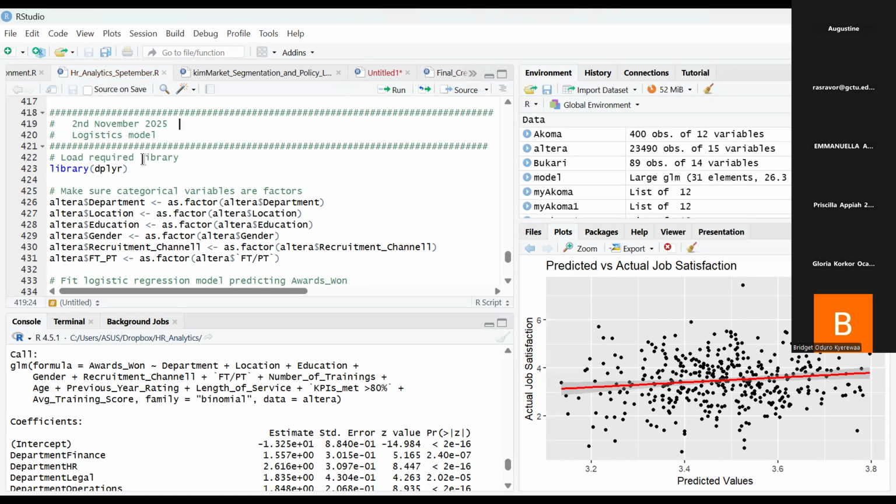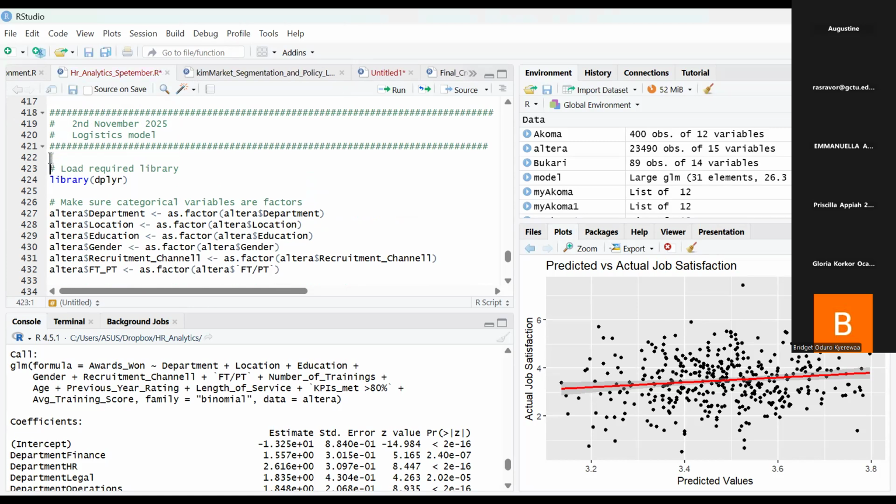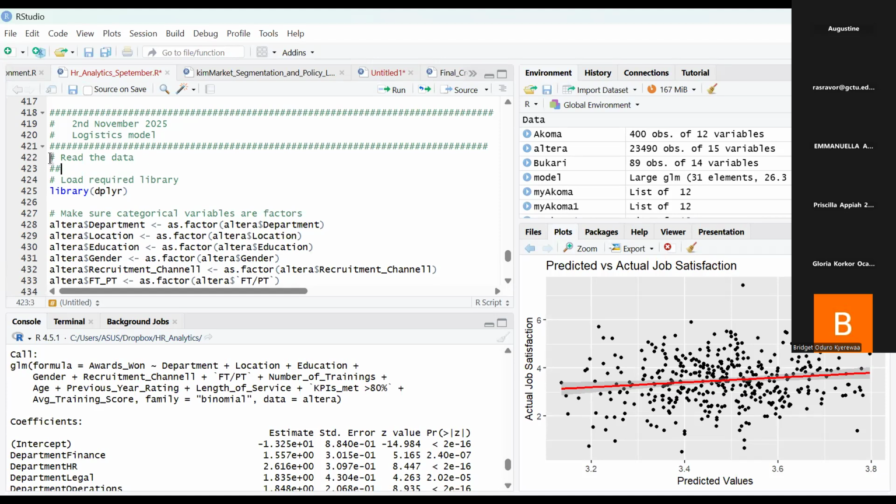Please, are you with me? The first thing you need to do is to read the data. Remember, I am using the Altera data. So I have read the data set.